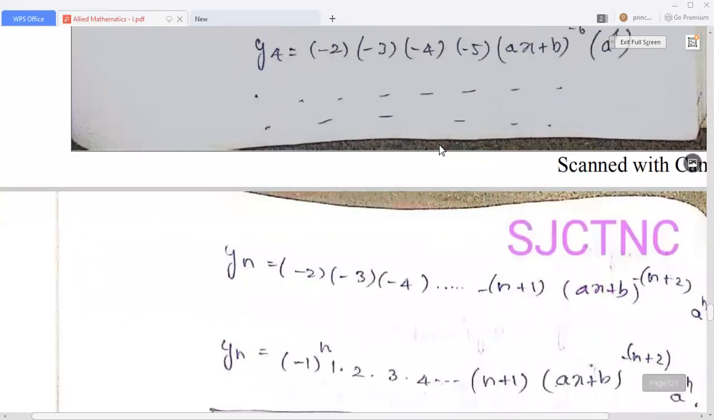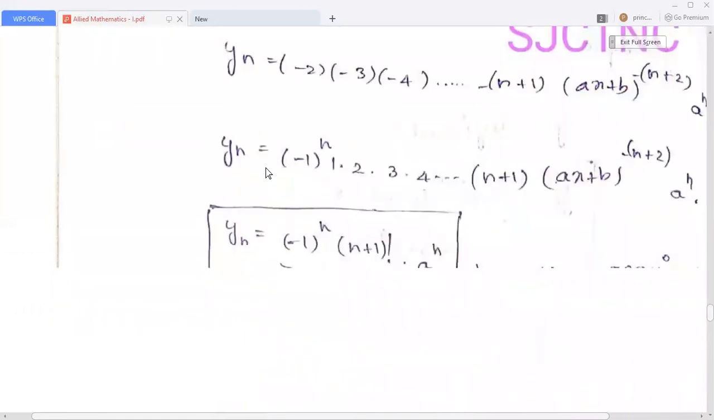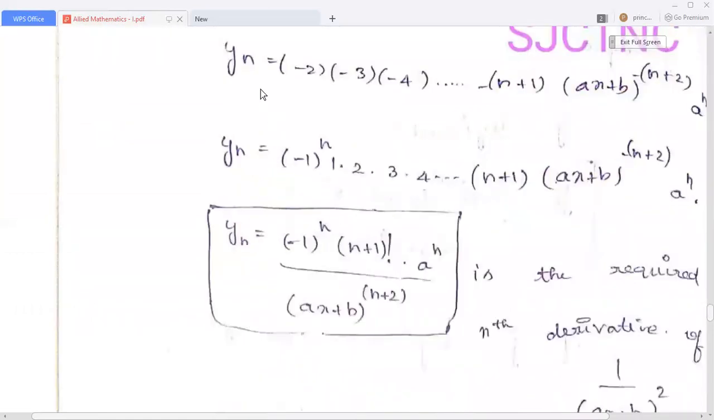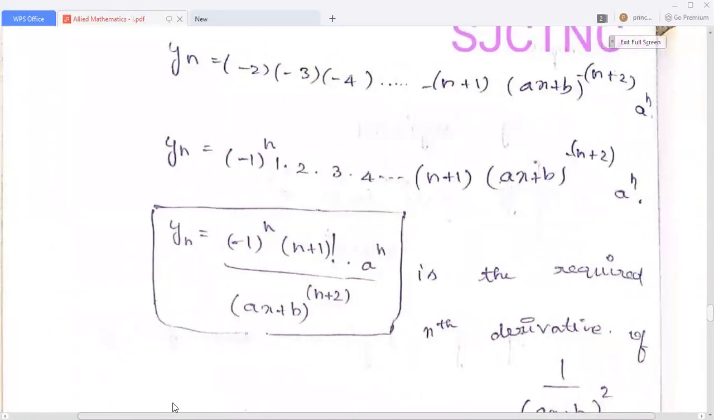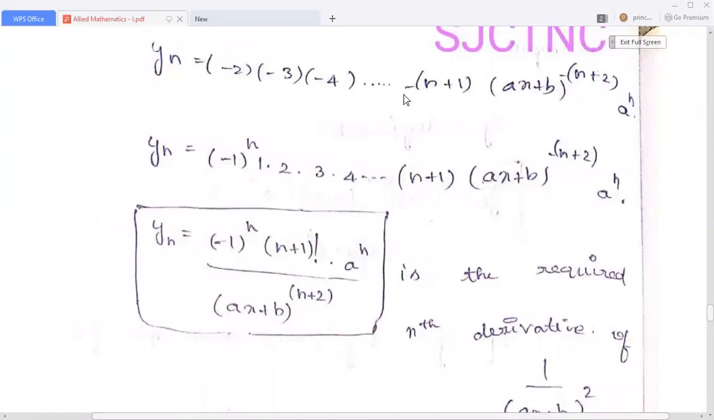Proceeding in this manner, we get the nth derivative, that is yn is equal to -2 into -3 into -4 etc., into minus (n plus 1) into (ax plus b) power minus (n plus 2) into a power n.